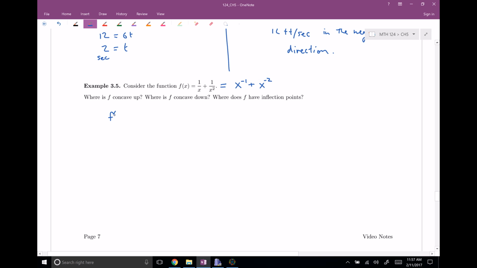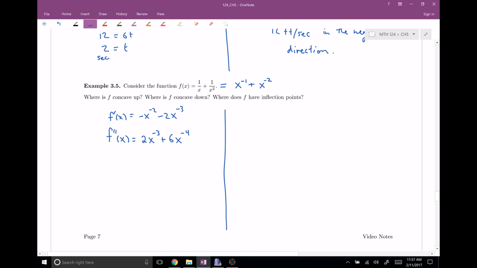So, f prime of x. If I take the derivative, the negative 1 comes down, and I reduce my power by 1, so I'd get x to the negative 2. Minus, the negative 2 comes down, x to the negative 3. So that's the first derivative. For the second derivative, I need to take the derivative of that function. So the negative 2 would come down. Negative 2 times negative 1 would be 2. Reduce power by 1. And then negative 3 would come down. Negative 3 times negative 2 would be 6, x to the negative 4.